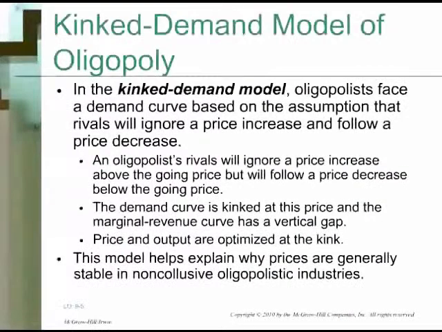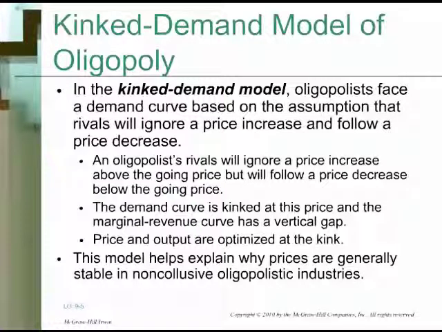One way to analyze oligopolists' behavior is to use the kinked demand model. In the kinked demand model, oligopolists face a demand curve based on the assumption that rivals will ignore a price increase and follow a price decrease. An oligopolist's rivals will ignore a price increase above the going price, but they will follow a price decrease below the going price. Therefore, the demand curve is kinked at this price, and the marginal revenue curve has a vertical gap, and price and output are optimized at the kink.